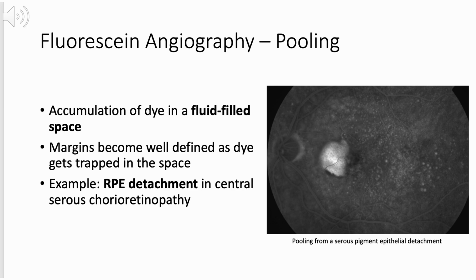A classic example of pooling is seen with retinal pigment epithelial detachment in central serous chorioretinopathy, where fluorescein collects beneath the elevated RPE. The accompanying angiographic image demonstrates this pattern, showing well-circumscribed hyperfluorescence due to pooling of dye within a serous pigment epithelial detachment, with sharply defined borders corresponding to the boundaries of the detached space.